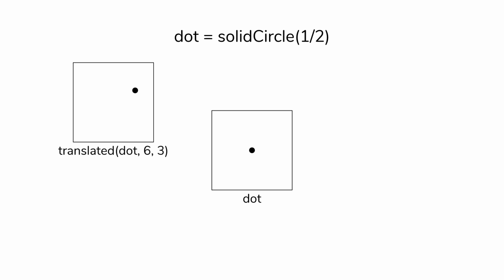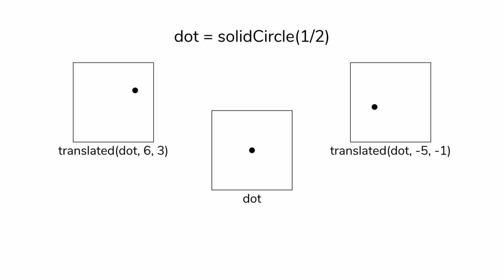That causes the dot to move a little bit above and substantially to the right of the center of this picture. The expression translated dot -5, -1 moves the shape substantially to the left because the -5 for the x direction means move to the left, and a little bit down. The -1 for y means move it down.